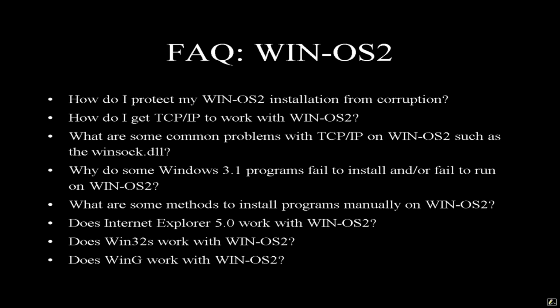Today we're going to do a frequently asked questions about WinOS 2. How do I protect my WinOS 2 installation from corruption? How do I get TCP/IP to work with WinOS 2? What are some of the common problems with TCP/IP on WinOS 2, such as the Winsock.dll? Why do some Windows 3.1 programs fail to install and/or fail to run on WinOS 2? What are some methods to install programs manually on WinOS 2?